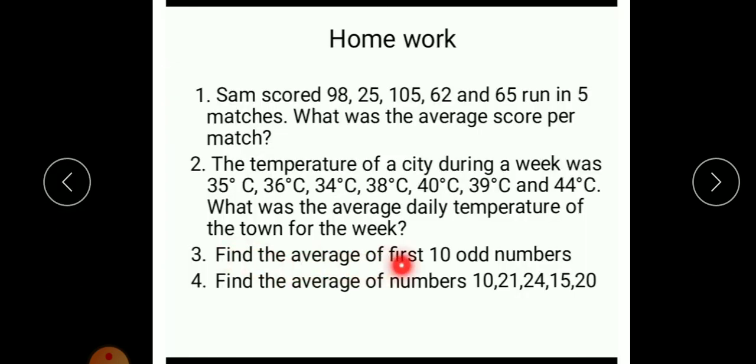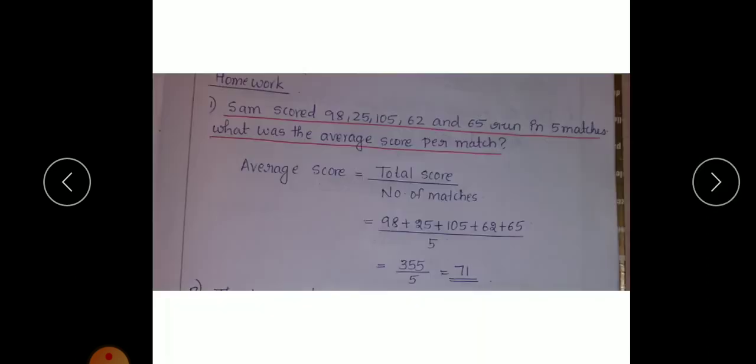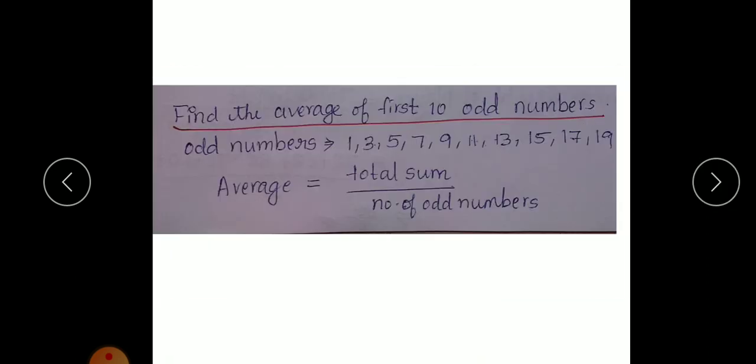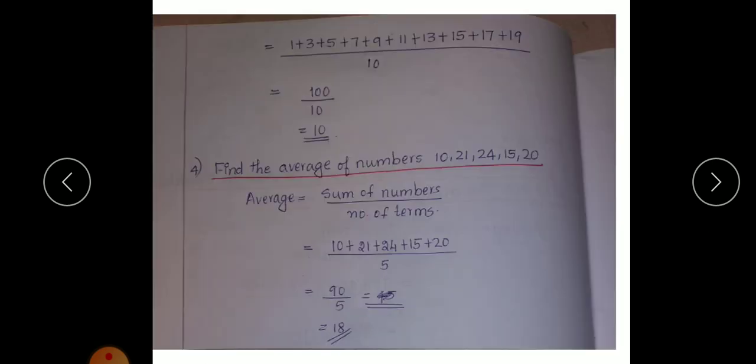Find the average of first 10 odd numbers. So you know what are odd numbers, is it? So the first 10 odd numbers are 1, 3, 5, 7, 9, 11, 13, 15, 17, 19. So to find average, find the total sum of these numbers divided by number of odd numbers. That is, how many numbers are there here? 3, 6, 9, 10. So divide it by 10. So how much will we get? 100 by 10, that is 10.